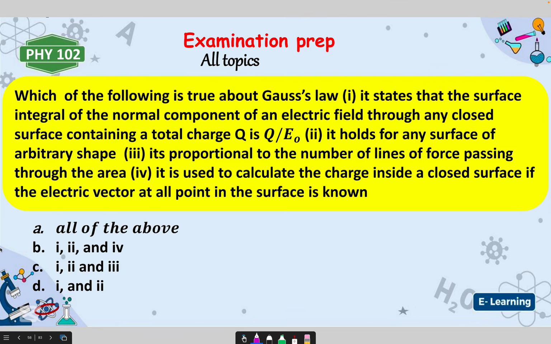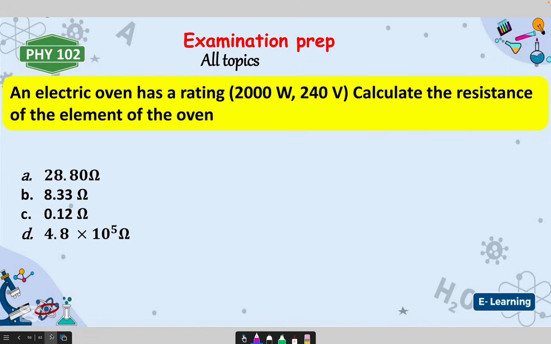The next one. Now, which of the following is true about Gauss' law? It states that the surface integral of the normal component of an electric field, it states all that. The correct answer is all of the above. Option A. Are you getting it? You can read through everything you have here, but we don't have that time currently. So the correct answer is all of the above.